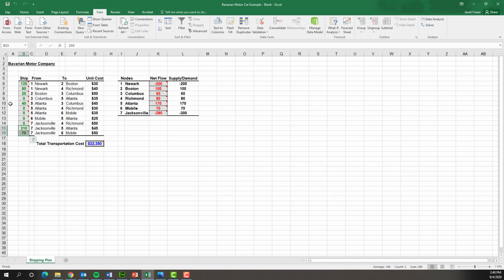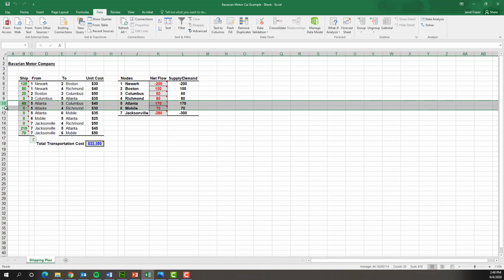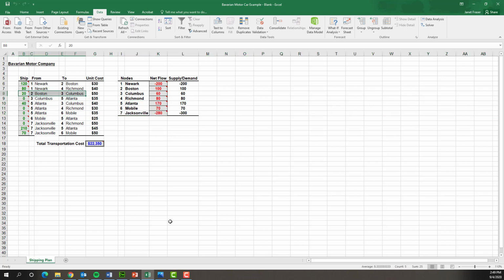And then what we can see here in rows 10, 11, and 12 are how many vehicles were shipped from Atlanta to other nodes. And we see that no vehicles were shipped from Atlanta to Richmond or Mobile, but 40 vehicles were shipped from Atlanta to Columbus. And we can also see, based on vehicles that were shipped out of Newark, they went to either Boston or Richmond. We have 20 vehicles shipped from Boston to Columbus to satisfy the demand in Columbus.